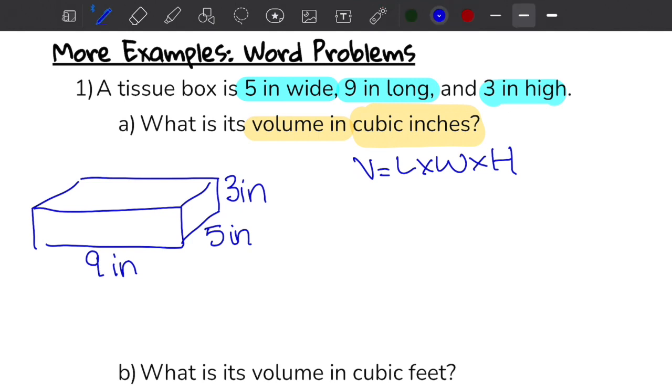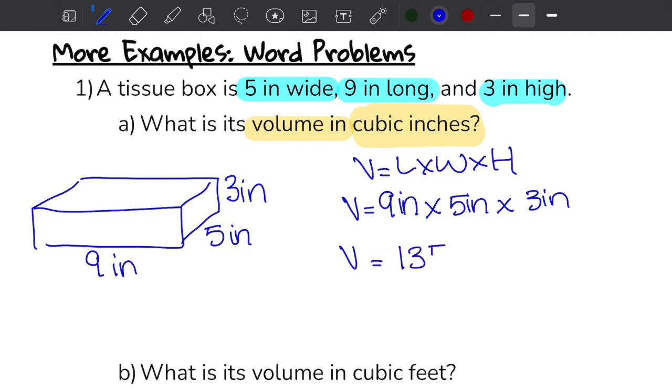Okay, so now I'm going to replace the values that I know. Length is 9 inches, width is 5 inches, and height is 3 inches. Now we multiply all of these together. So we're going to go 9 multiplied by 5 multiplied by 3, and that gives me 135 cubic inches. Now the question asks to leave the answer in cubic inches, so I know that I am done, and this is my final answer. This is the volume of the tissue box.